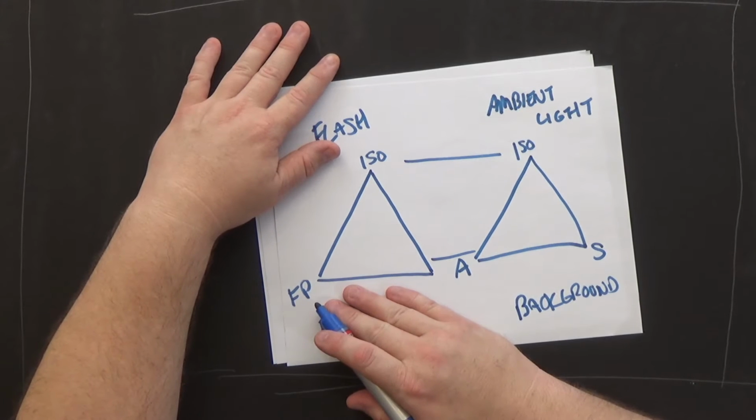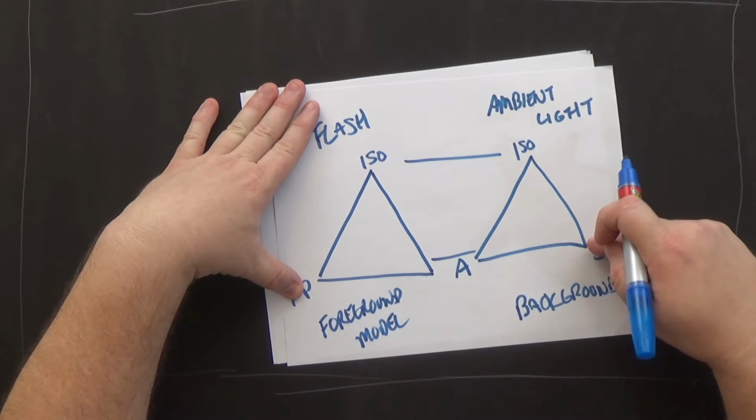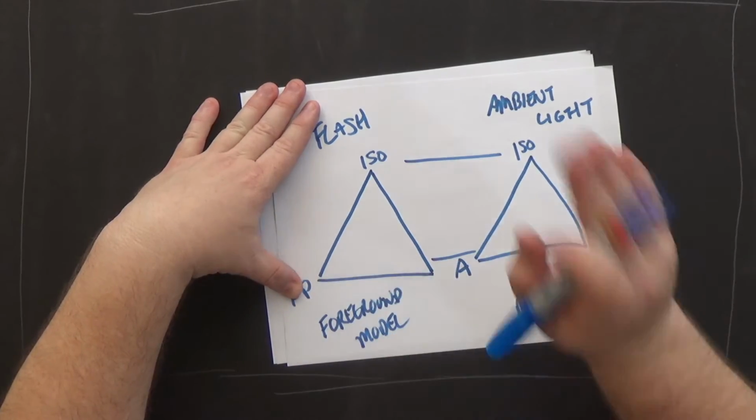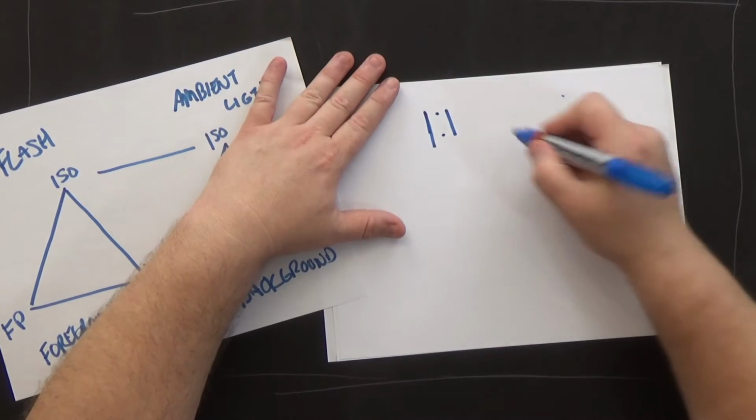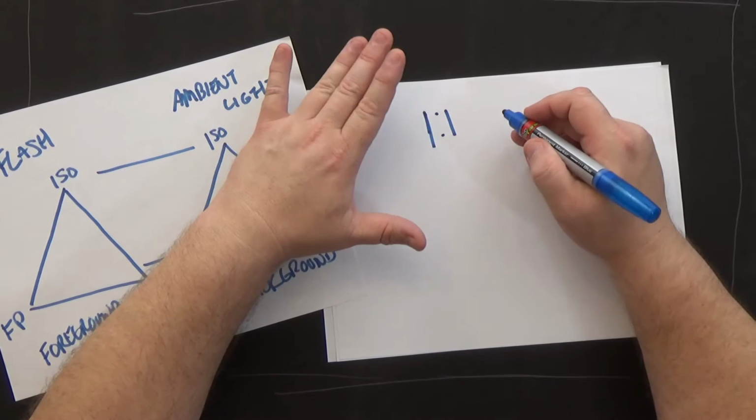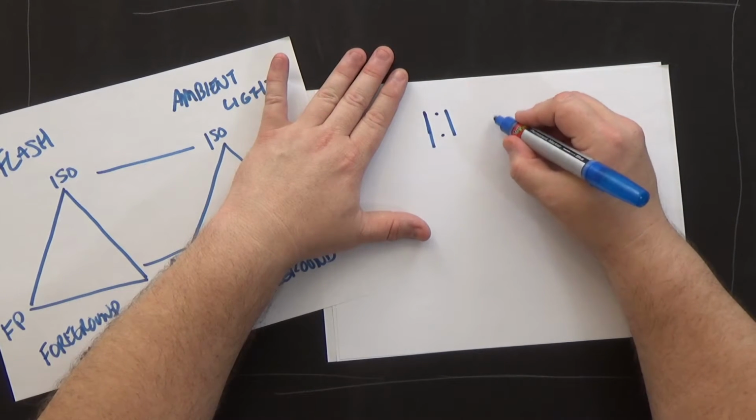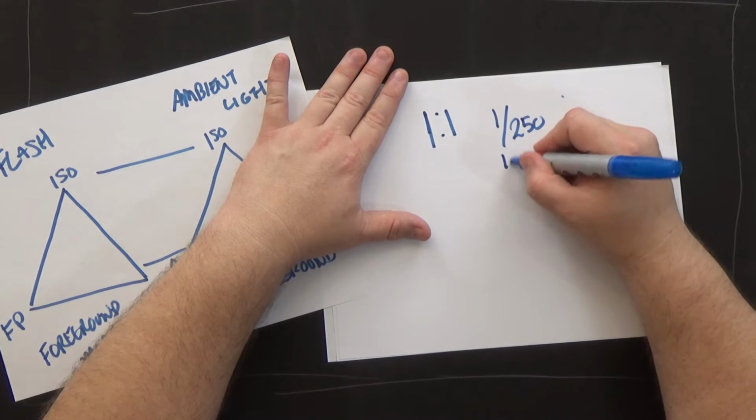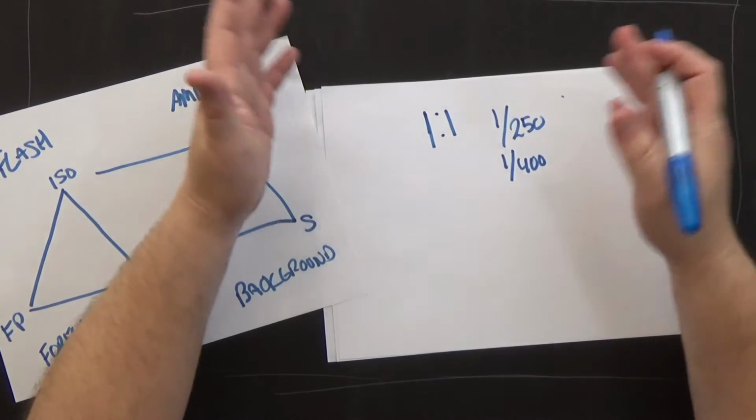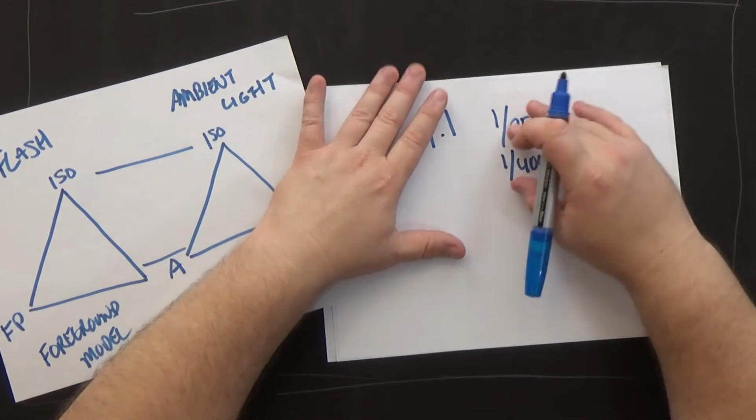How come the flash only affects the foreground? How come the shutter doesn't affect the flash? This has a lot to do with flash duration. So let's get into flash duration. At 1:1 power, most flashes have a 1/250th flash duration. Some go around 1/400th. It depends on the make or model, they vary. But let's just say you have one of these two right here. Let's just say for tutorial purposes, it's at 1/250th.